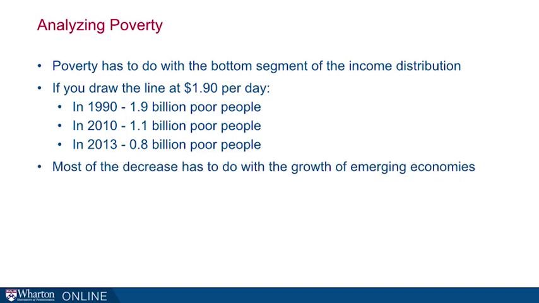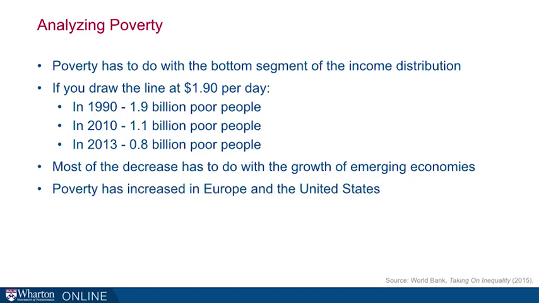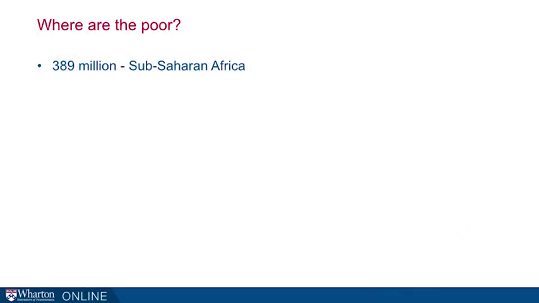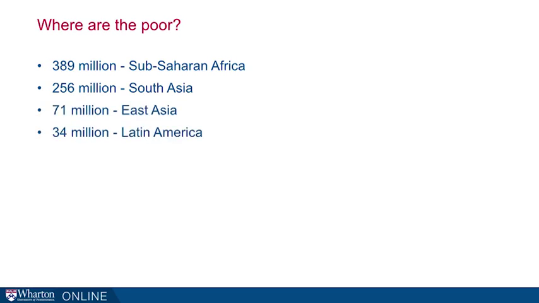Most of the decrease in the number of people living under the poverty line has to do with the growth of emerging economies. Meanwhile, poverty has been increasing in both Europe and the United States. Now, the distribution of the numbers of poor people around the world is very skewed. About 389 million poor people live in sub-Saharan Africa, 256 million in South Asia, 71 million in East Asia, and 34 million in Latin America.